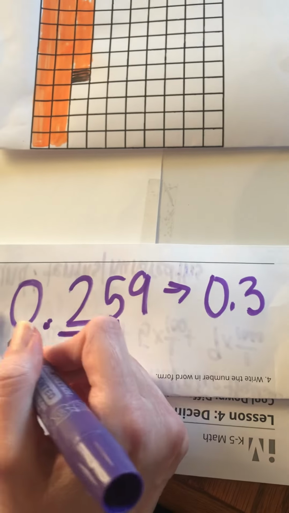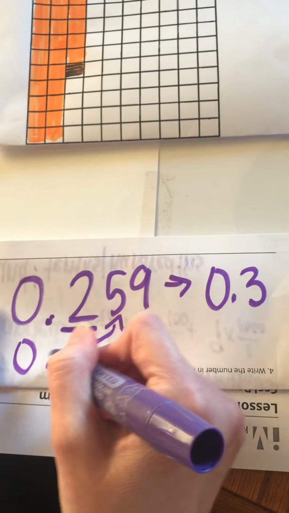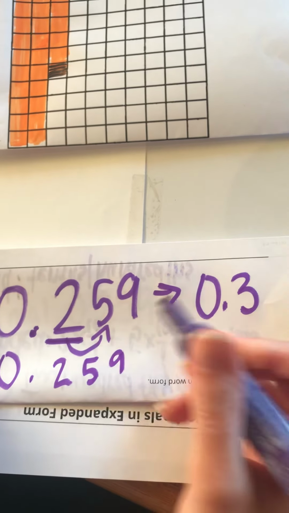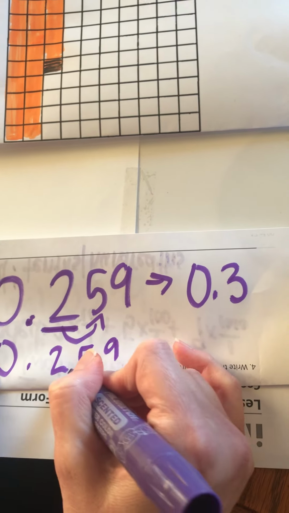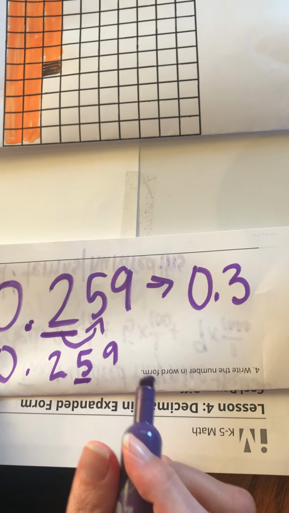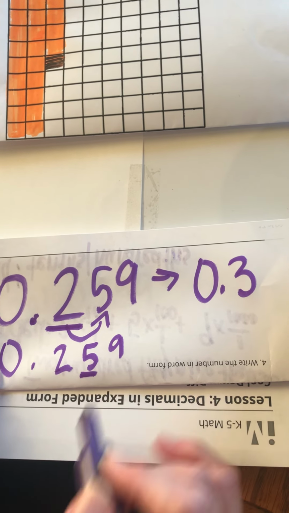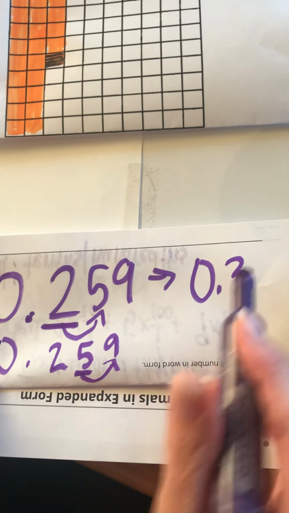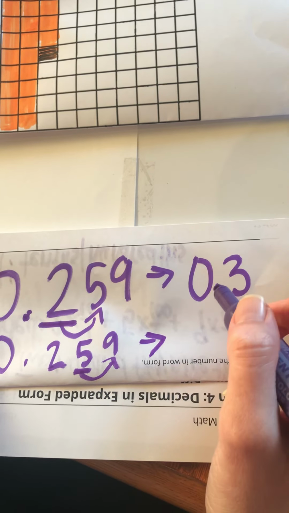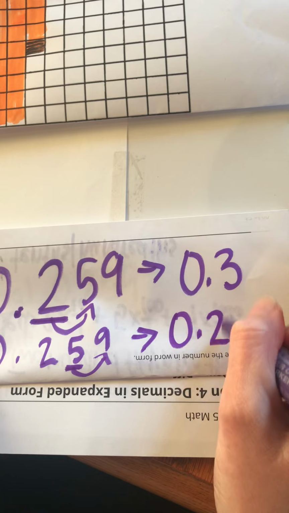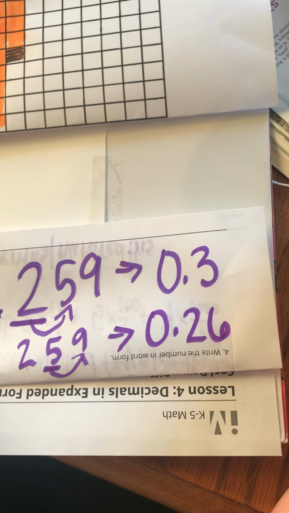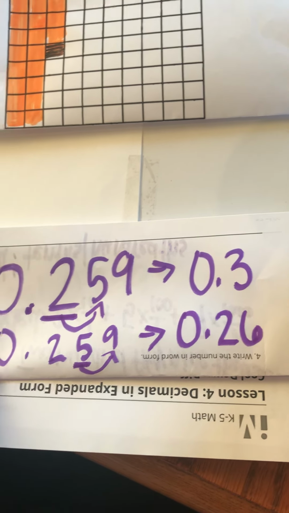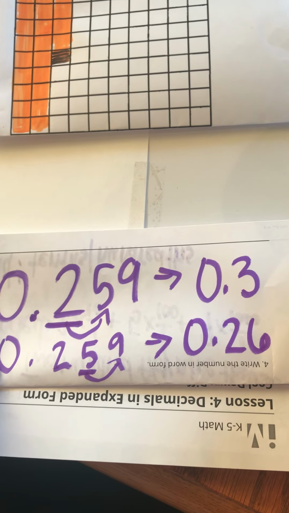Then if I round it to the hundredths place, now I'm going to look at the 5. The 5 is in the hundredths place. Remember, it's always tenths, hundredths, and then thousandths. So the number beside it is 5 or more, so it's going to also round up. So it would be 26 hundredths. So 26 hundredths when we're rounding to the hundredths place.